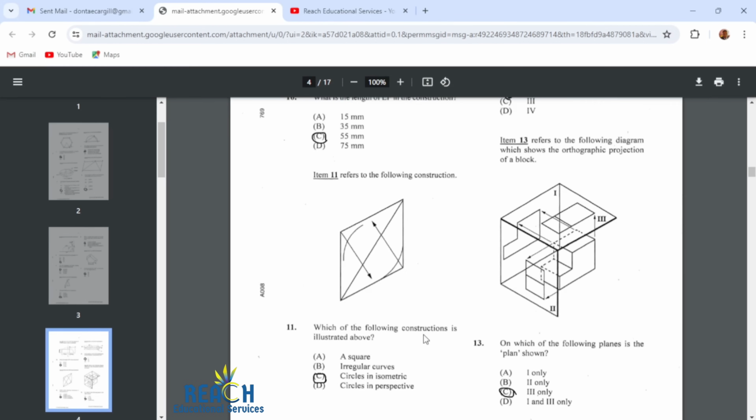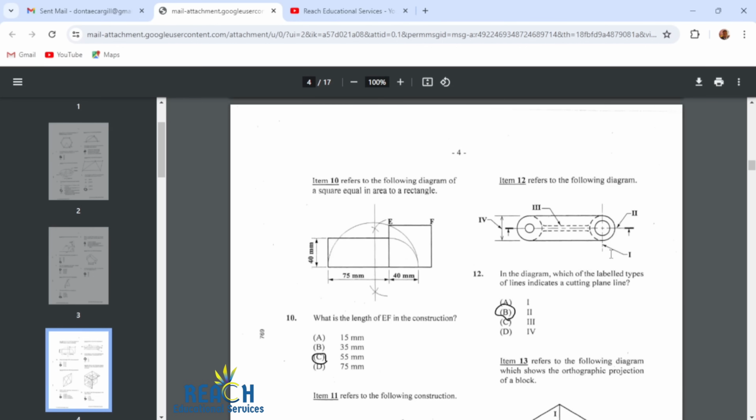Alright, number 11 refers to the following construction. Which of the following constructions is illustrated above? This is circles in isometric. So this is how you go about drawing your lines to draw circles in isometric construction if you were doing it on paper.